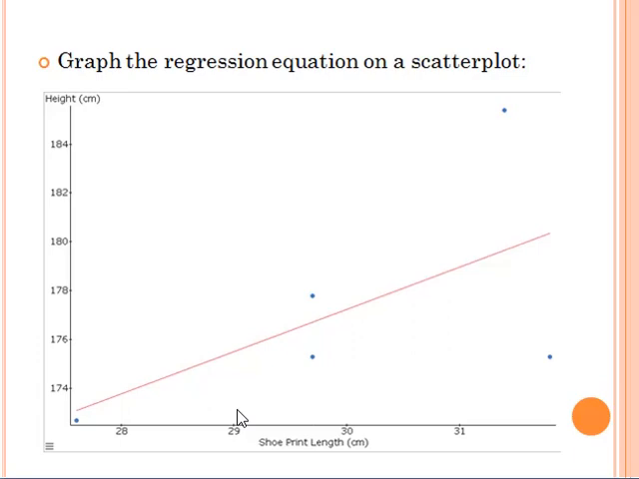If I draw a scatter plot of the data, you will see that these blue dots represent our data, and this red line represents the regression line. By close observation, you can see that this regression line is, to some extent, best fitting our data.